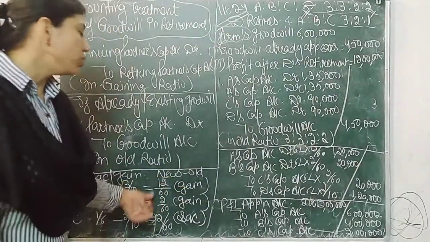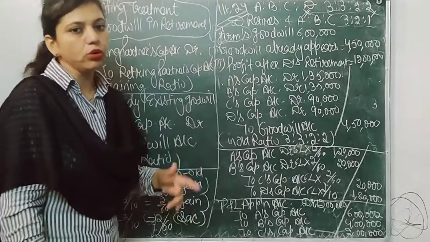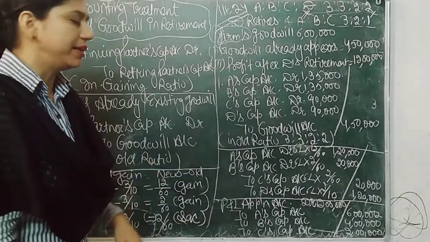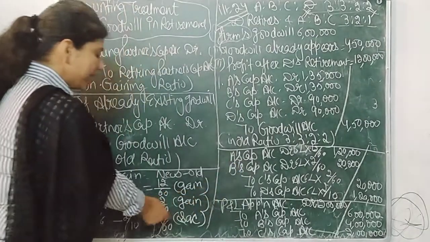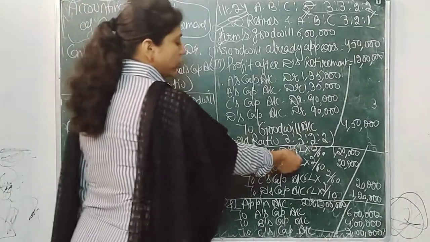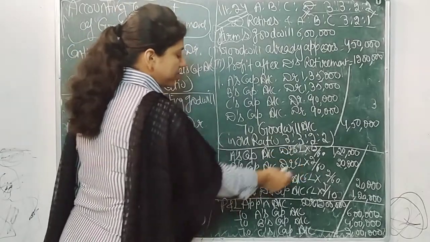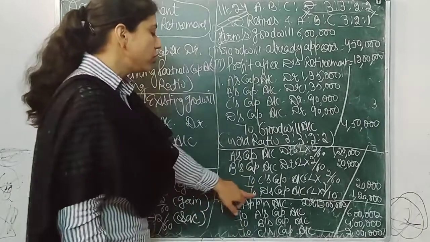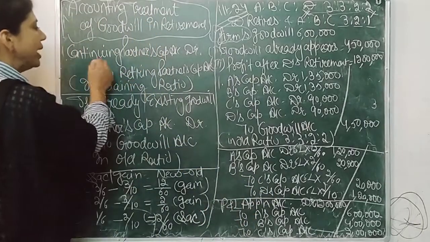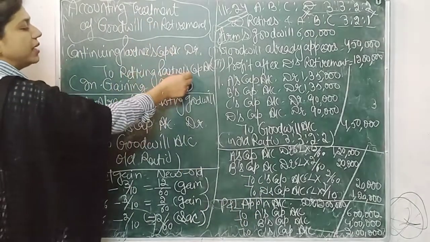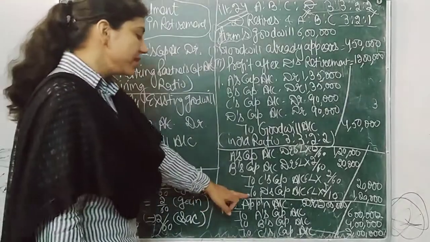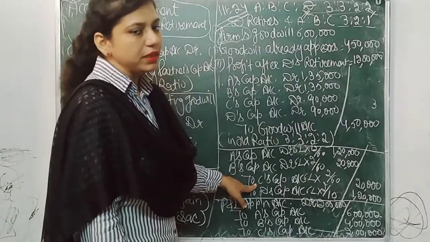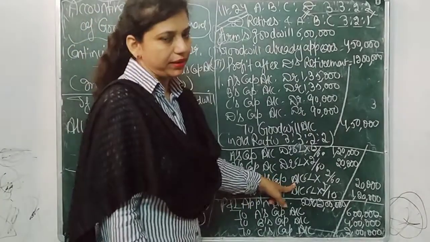So how will goodwill be distributed? As I told you, gaining partners are always debited and sacrificing partners are always credited. So A and B are gaining. So A's capital account debit, B's capital account debit. Because C is sacrificing, he should be credited, and to D's capital. As I told you, the entry will be continuing to retiring partner. The retiring partner is D, so D. Keep it in mind, here C is sacrificing, that's why he is credited.